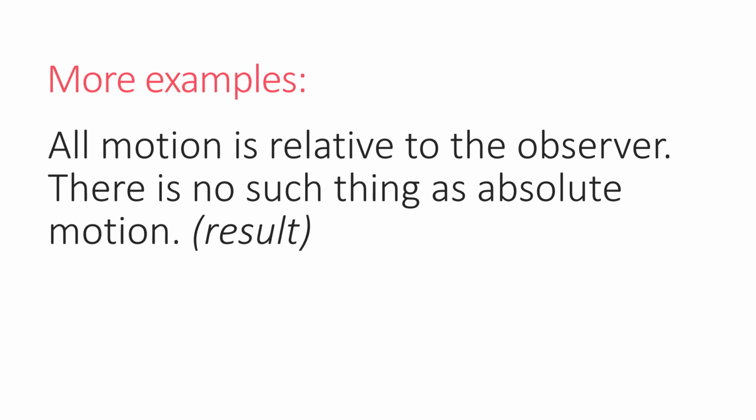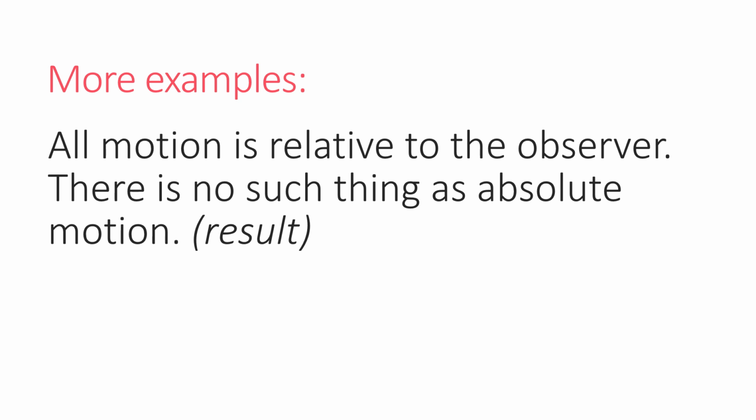And last example, you have two sentences. All motion is relative to the observer. There's no such thing as absolute motion. Relationship, result. So if it's cause and effect, you can use since, you can also use because, in order to, so that, etc. So here, which is the more important idea? I think we want to focus here on the result.